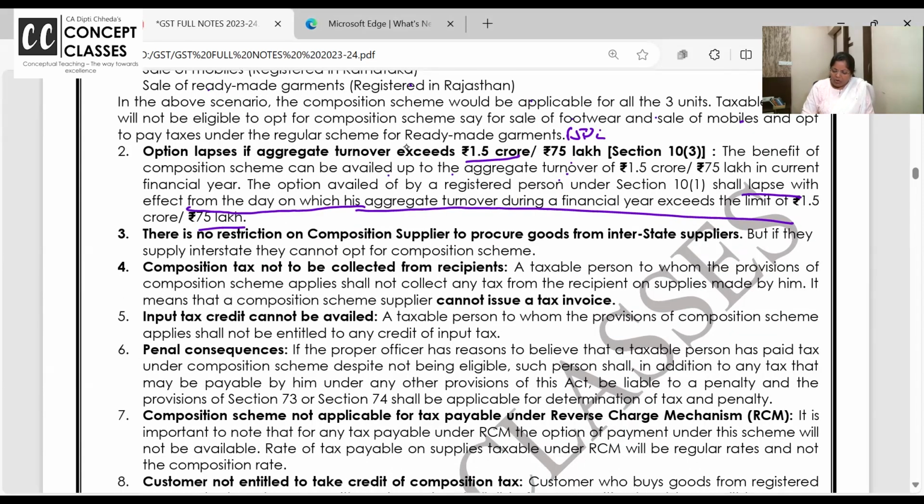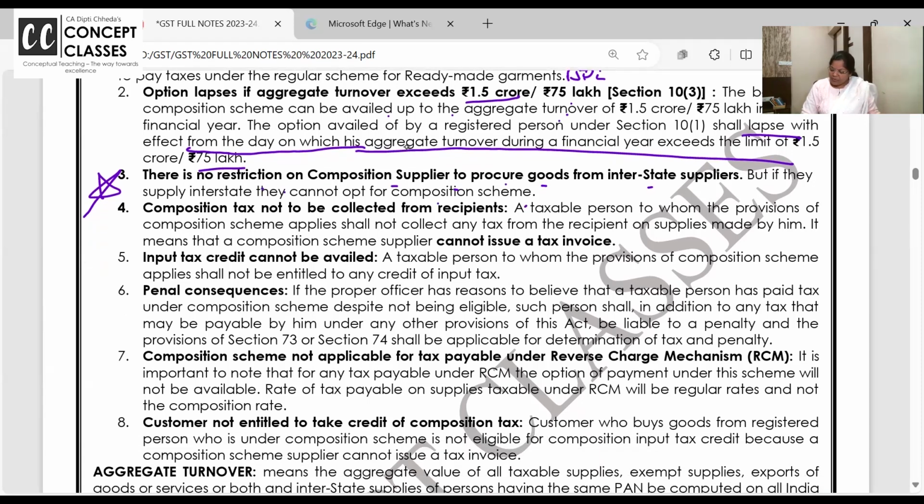There's no restriction on composition supplier to procure the goods. This I want you all to highlight. They ask this in the exam. So and so dealer was opting for composition, but he made all his purchases interstate. Take it easy, you can buy interstate. You cannot sell interstate. Yes. So if they supply interstate, they cannot opt for a composition. But there's no restriction on procuring the goods interstate.